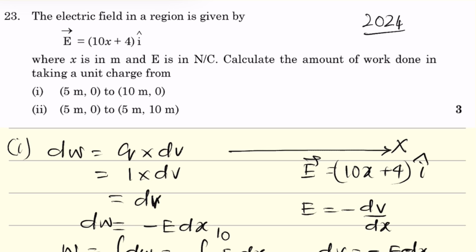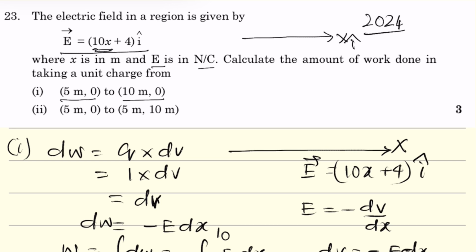Electrostatics is an important chapter in your coming board exam. Here the electric field of the region is given by E equal to 10x plus 4 i. What kind of field is it? It is a distance dependent field, and the direction of the field is along the x-axis, because i is a unit vector along the x-axis, correct? Now x is in meters, and electric intensity is force per charge, so it is in newton per coulomb. Calculate the amount of work done in taking a unit charge from (5,0) to (10,0).